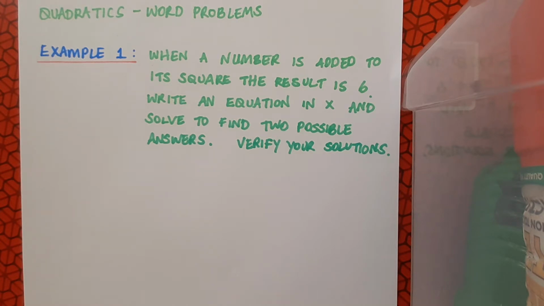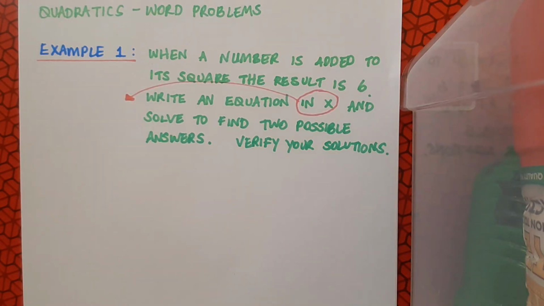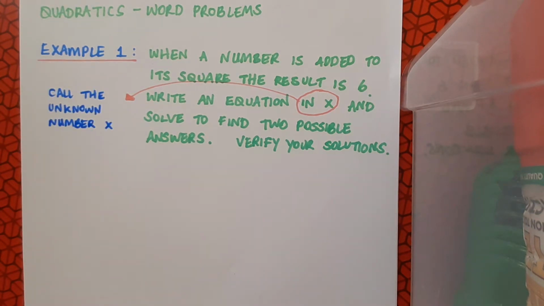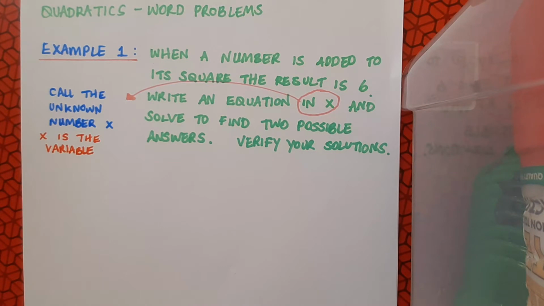Verify your solutions. Now, first of all, just in terms of the language that's being used here, when it says to write an equation in x, this just means call the number that you're looking for x. We can say that x is our variable. We can also see that the question says that there will be two possible answers. This is often a clue that you're dealing with a quadratic problem, because as we've seen when we've been solving quadratics, we get two answers at the end.